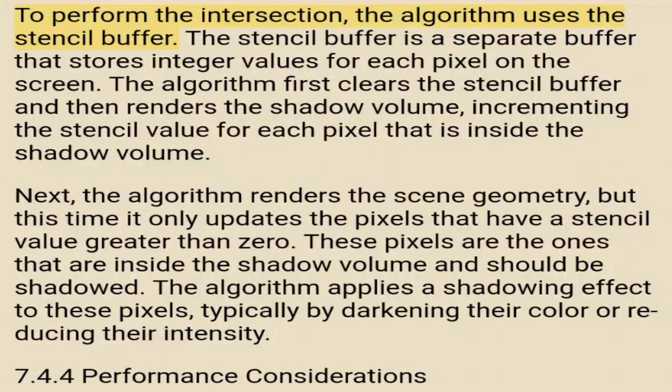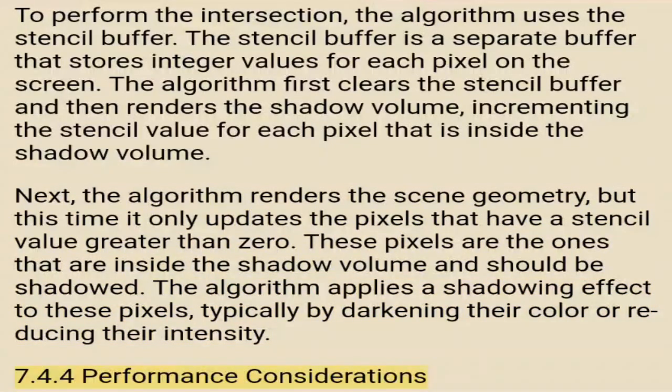The stencil buffer is a separate buffer that stores integer values for each pixel on the screen. The algorithm first clears the stencil buffer and then renders the shadow volume, incrementing the stencil value for each pixel that is inside the shadow volume. Next, the algorithm renders the scene geometry, but this time it only updates the pixels that have a stencil value greater than 0. These pixels are the ones that are inside the shadow volume and should be shadowed. The algorithm applies a shadowing effect to these pixels, typically by darkening their color or reducing their intensity.